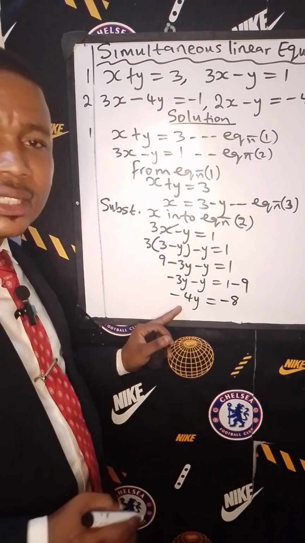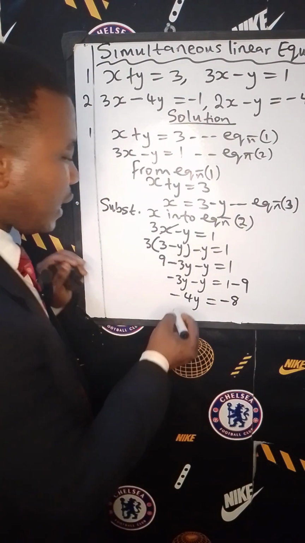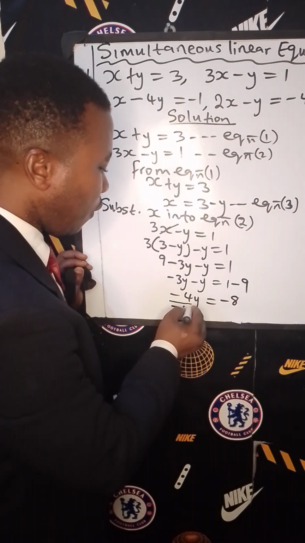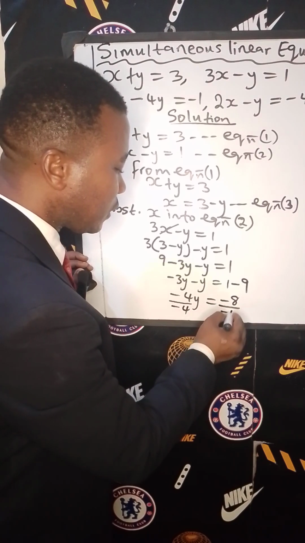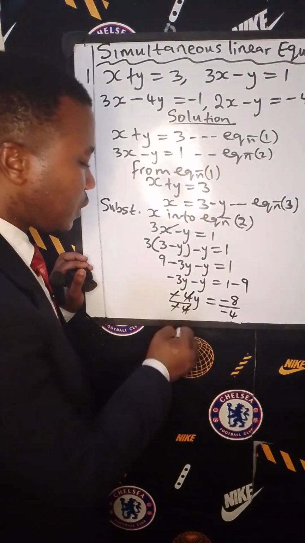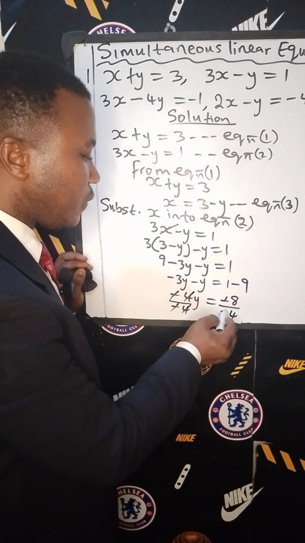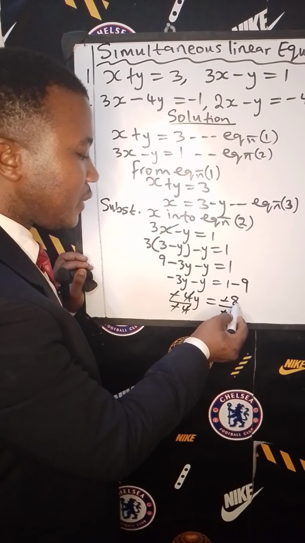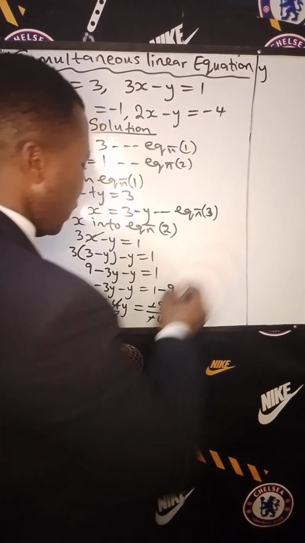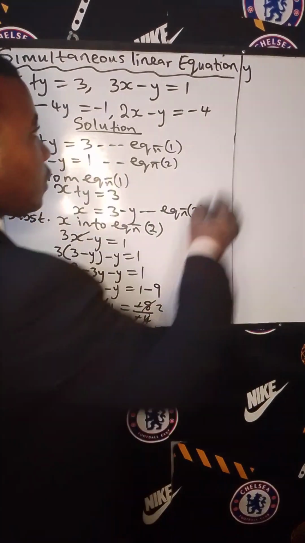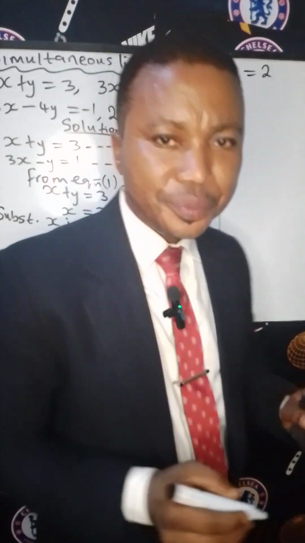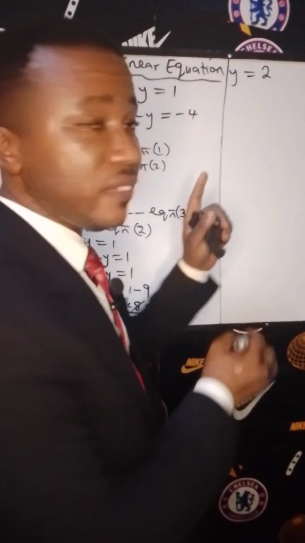Okay, now to get the value of y, we are going to divide both sides by minus 4. As you can see here, minus will cancel minus, 4 divided by 4 is 1 already. Minus will also divide minus, and 8 divided by 4, that is giving us 2. So the value of y is equal to 2. Okay, so in this case now, we have the value of y.